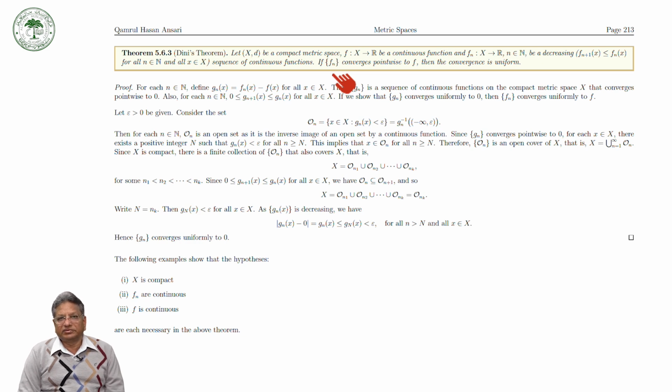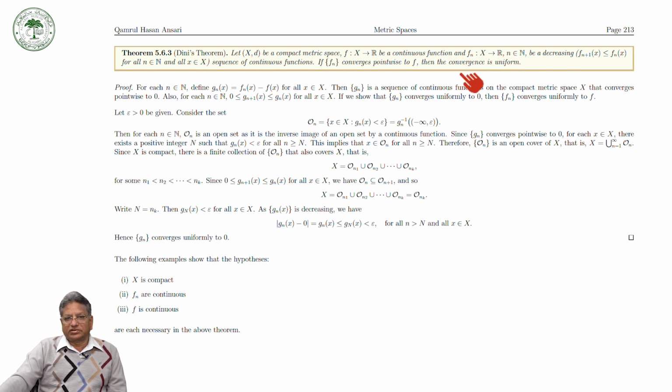And the second thing is that the sequence of functions Fn is a decreasing sequence of continuous functions. Then if this sequence converges pointwise, then the convergence will be uniform. So let us prove this.